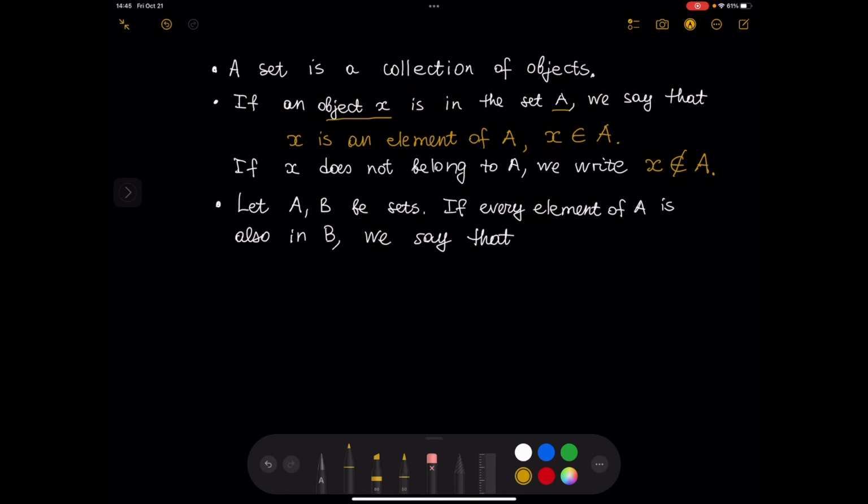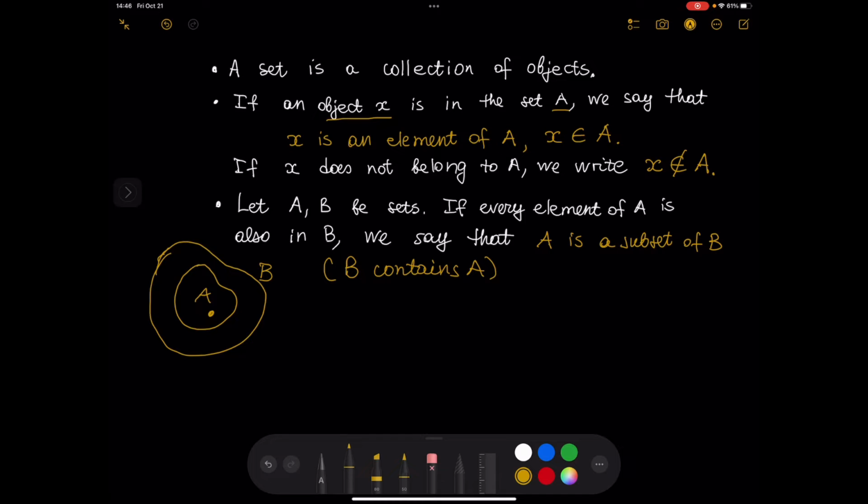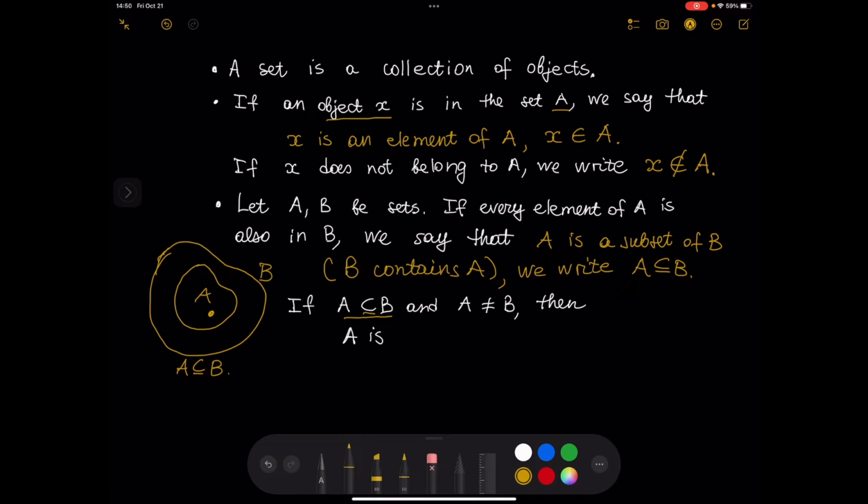So the next definition that we want to discuss describes the following situation. So suppose we have a set A such that it's inside set B. So every element of A is also an element of B. In this case, we say that A is a subset of B. We may also say that B contains A, and we write A is a subset of B. So if A is a subset of B and A is not equal to B, then A is a proper subset of B, and we denote this by writing A proper subset of B.